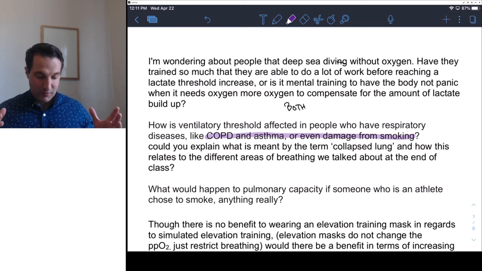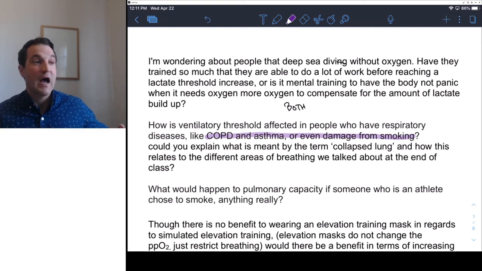Okay, two separate questions right there. I may have put these together. Let's handle the first one first. How is ventilatory threshold affected in people who have respiratory diseases like COPD? COPD stands for chronic obstructive pulmonary disorder.